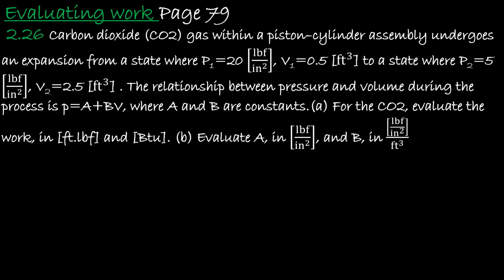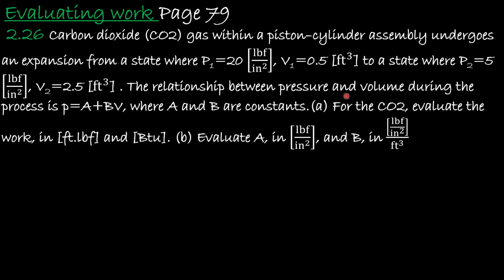Next problem is 2.26. It tells us that we have carbon dioxide, CO2 gas, within a piston cylinder assembly, undergoes an expansion from a state where P sub 1, or pressure at state 1, equal 20 pound-force per inch squared, and volume at state 1 is 0.5 feet cube, to a state where pressure at state 2 is 5 pound-force per inch squared. So here we decrease the pressure. So that means this is expansion. And the volume at state 2 is 2.5 feet cube.